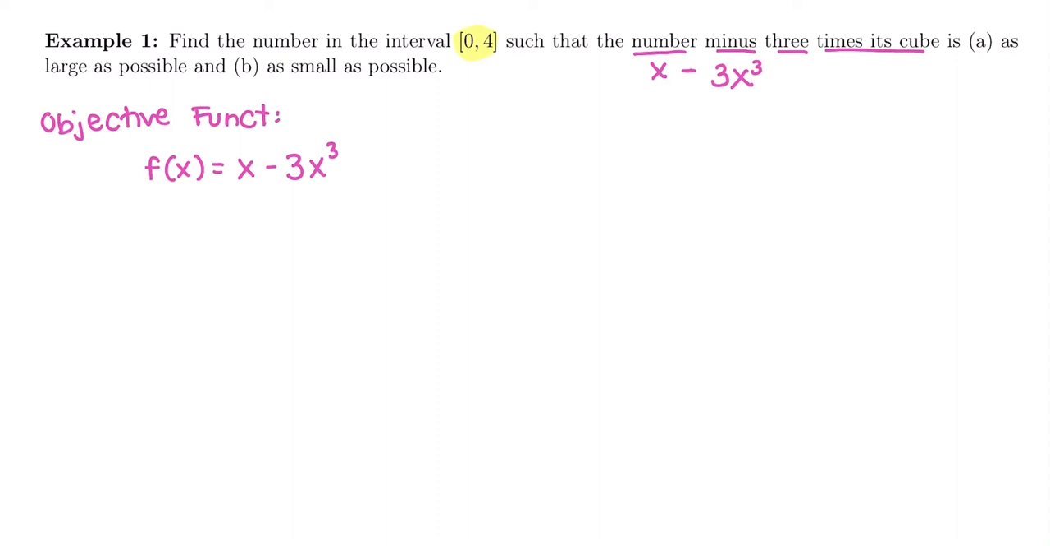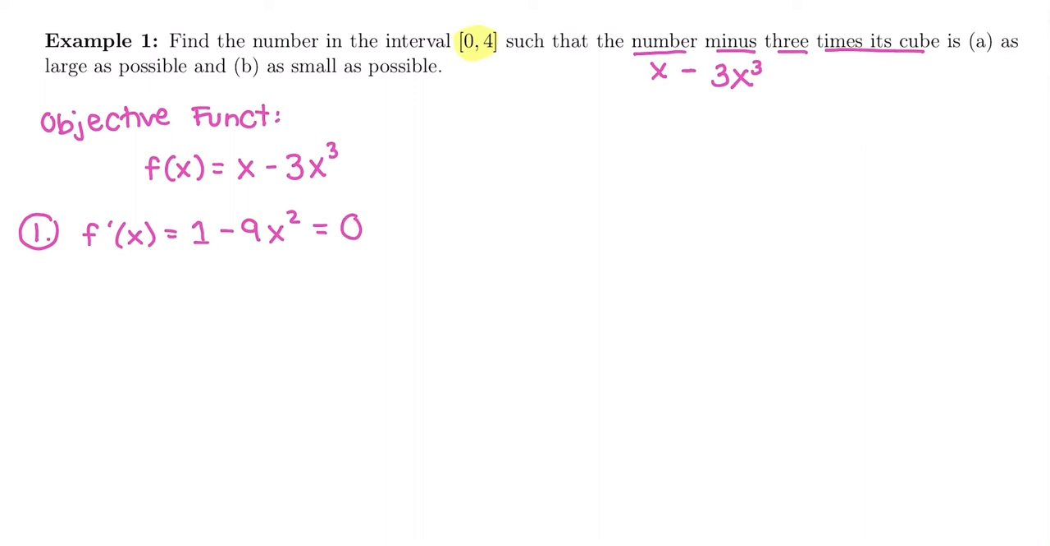Now we're ready to do our same 2 steps. We want to find the critical numbers and then compare them to our endpoints. So we're going to take the derivative of this. The derivative of 1x is 1. The derivative of negative 3x cubed is going to be negative 9x squared. Set that equal to 0.